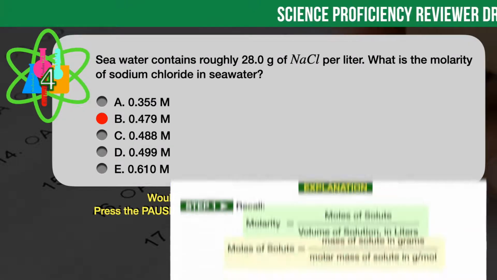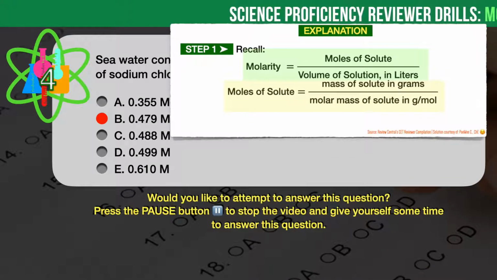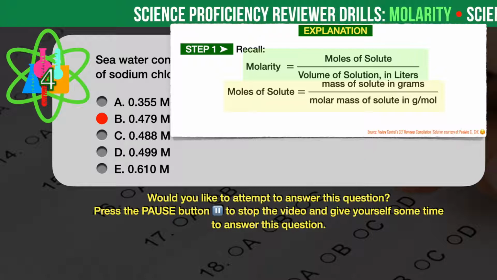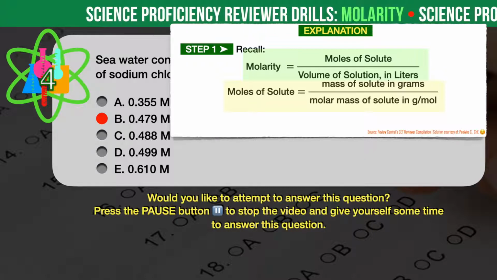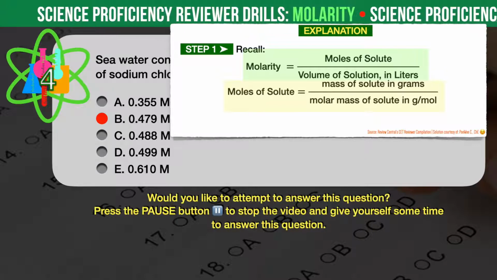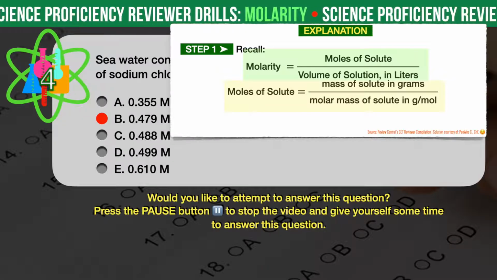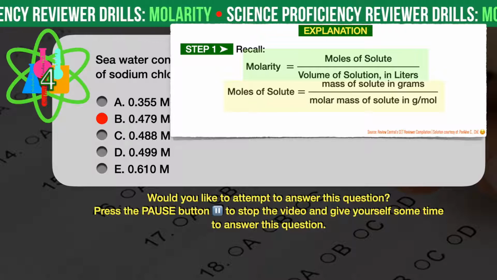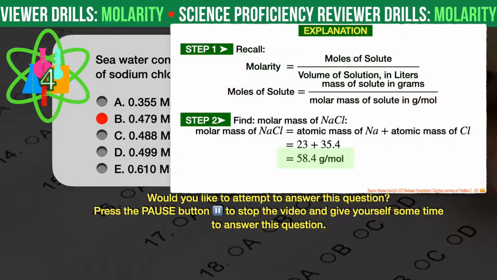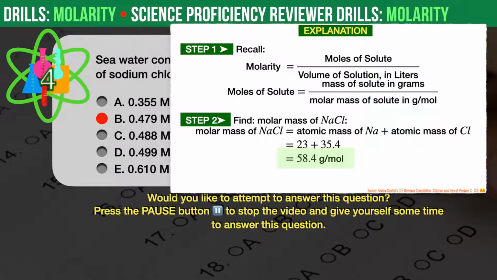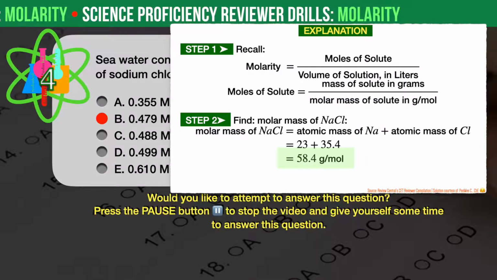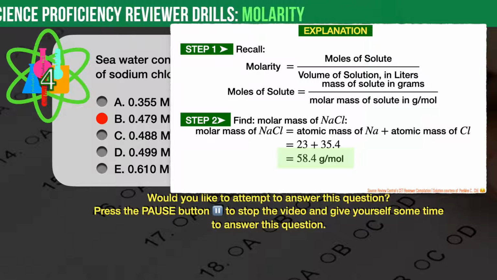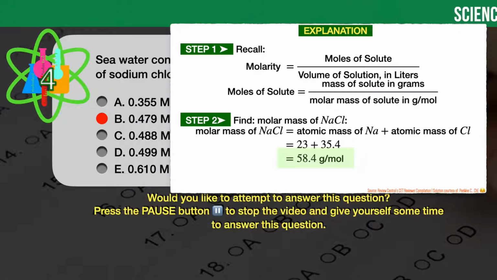0.479 M. Recall the 2 formulas we need to compute the molarity of a solution. Molarity equals moles of solute divided by volume of solution, in liters. And moles of solute equals mass of solute, in grams, divided by the molar mass of solute, in grams per mole. Just like in the previous drill question, the mass of solute is given. It is 28 grams of NaCl.